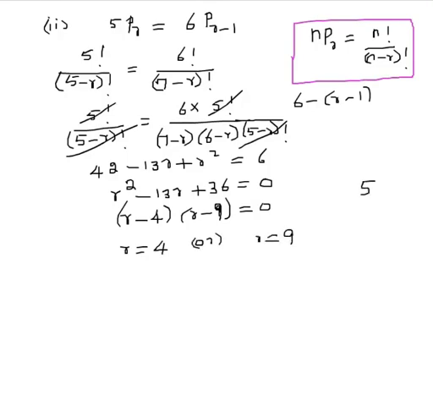Here also same condition. We have the term 5Pr. Therefore, the condition for r is 0 less than or equal to r less than or equal to 5. It cannot be 9. Therefore, the final answer for r is 4.